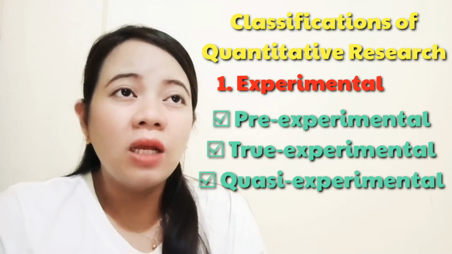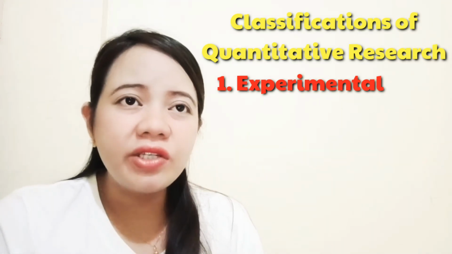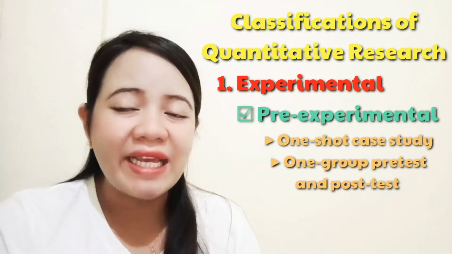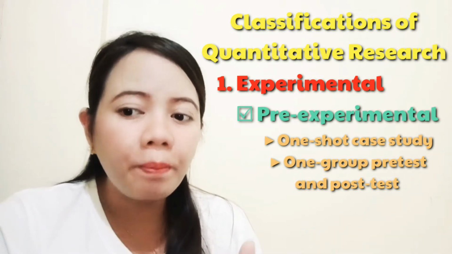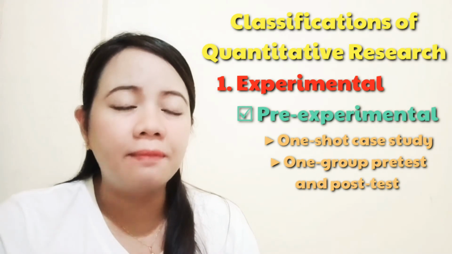Now, under pre-experimental types of research, we have the one-shot case study, and the second one is the one-group pretest and posttest design.